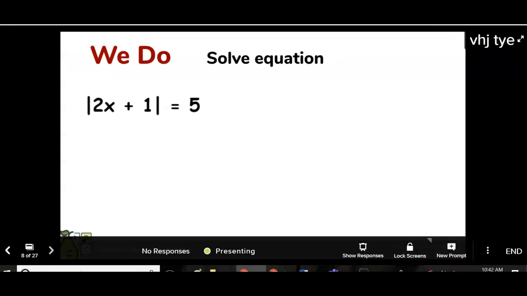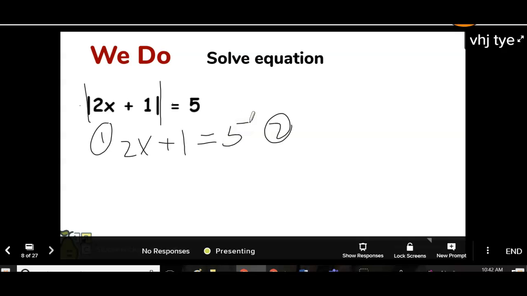Next one. Outside of the two bars, you don't have any number. So this is a clean equation, so you can turn it into two little equations. First one, the inside equals positive of the other side. Second one, the inside equals negative of the other side. And then solve these two equations.